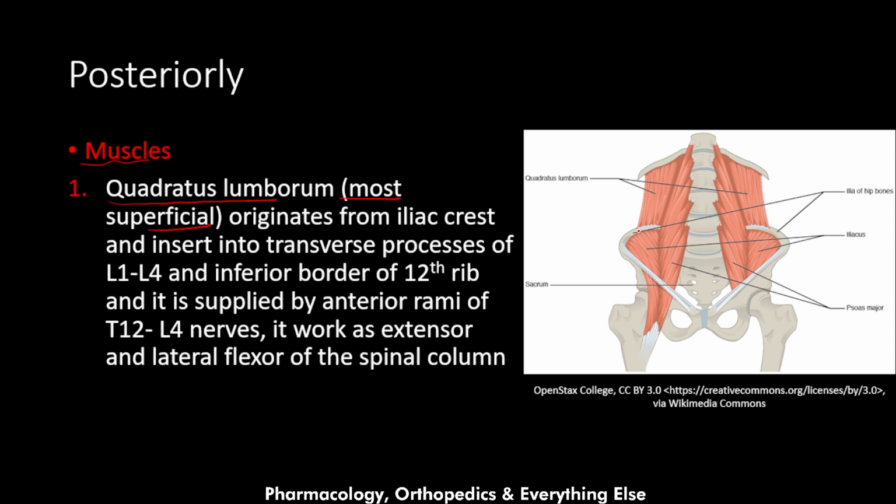It originates from the iliac crest right here, and it inserts into the transverse processes of the L1 to L4 vertebrae and to the inferior border of the 12th rib. So this is the muscle, the quadratus lumborum. This is it right here. And it is supplied by the anterior rami of the T12 to L4 nerves, and it works as an extensor and lateral flexor of the spinal column.